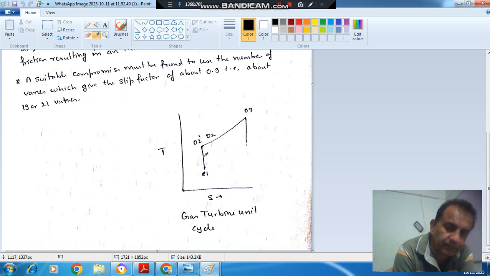Or the friction results in a higher increase in temperature of air outside the compressor as compared to the isentropic process. As this T02 temperature is higher than 02 dash, this much heat we do not have to supply in the next process, which is the combustion process in the gas turbine. If we consider the non-isentropic process, then we have to supply only this much heat, 03 to 02.